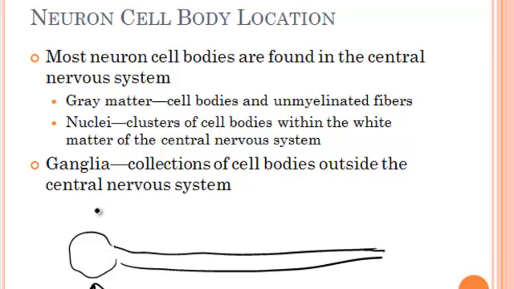So you may have a cell body located in the spinal cord, and then from there the axon will leave the spinal cord and go into the peripheral nervous system, and it'll take the signal to wherever it needs to go.